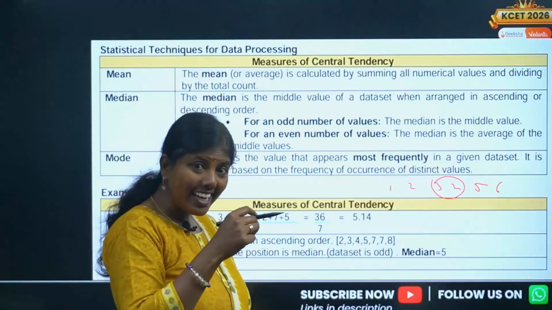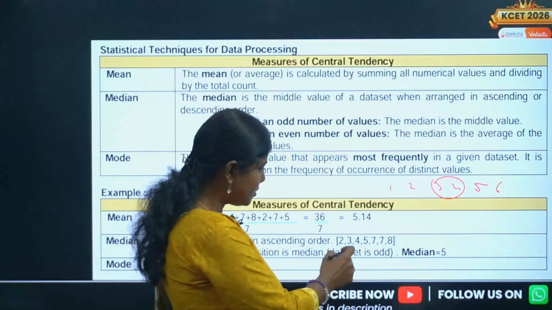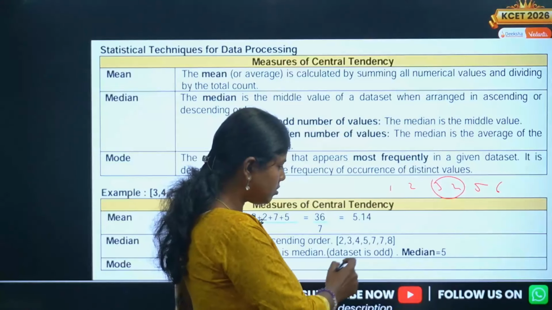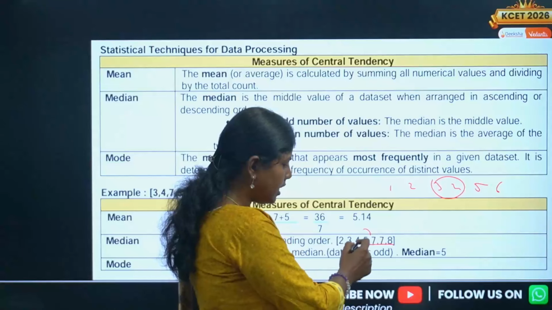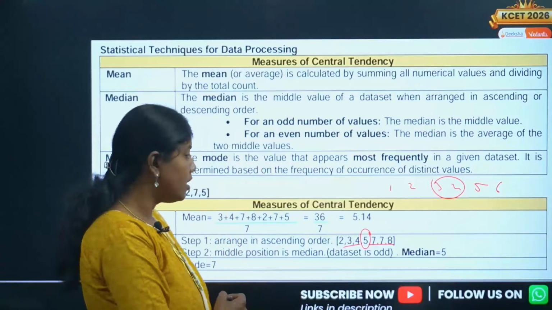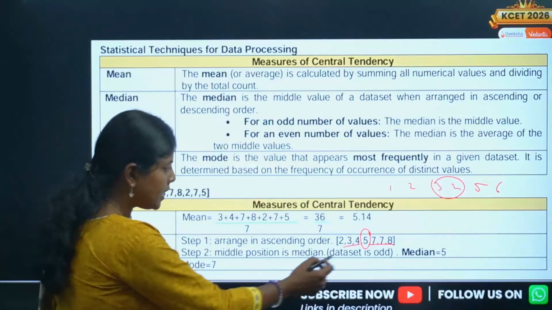So for the same data set, I'm supposed to find the middle, the median. I have to arrange these elements in ascending order: 2, 3, 4, 5, 7, 7, 8. So how will you find it? This is going to be 3 and this is going to be 3. The median is going to be 5. Clear? So the median is 5.